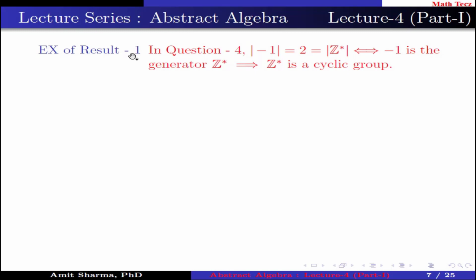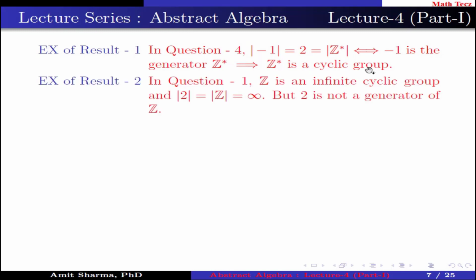Example of result 1. In question 4, order of minus 1 is 2, which is equal to order of Z star if and only if minus 1 is the generator of Z star, or you can say Z star is a cyclic group. Example of result 2. In question 1, Z is an infinite cyclic group and order of 2 is equal to order of Z, which is equal to infinity, but 2 is not a generator of Z.